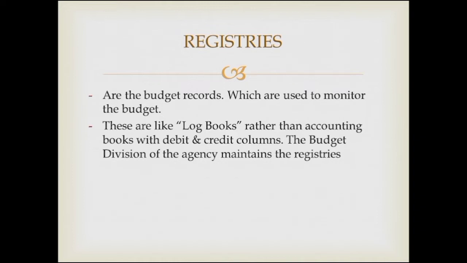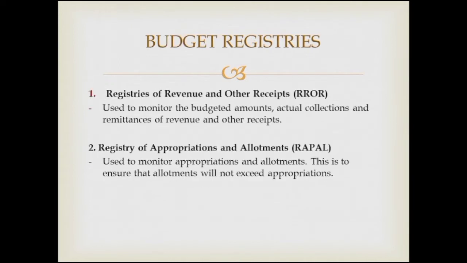The accounting unit of the agency maintains the journals and ledgers, while the budget division of the agency maintains the registries. These are the budget registries used by government entities. The first one is the Registries of Revenue and Other Receipts or the RROR, which is used to monitor the budgeted amounts, actual collections, and remittances of revenue and other receipts. The second one is the Registry of Appropriation and Allotments or the RAPAL, which is used to monitor appropriations and allotments. This is to ensure that allotments will not exceed appropriations.